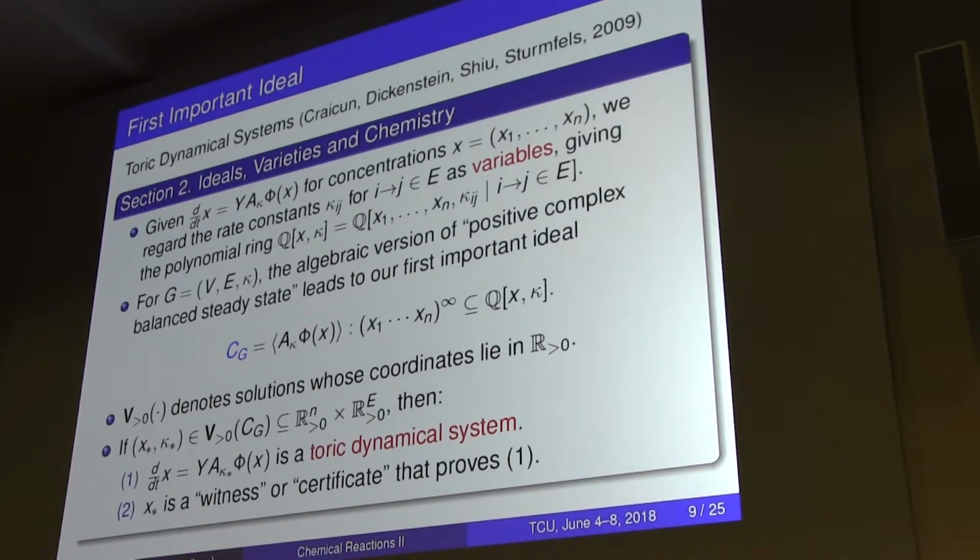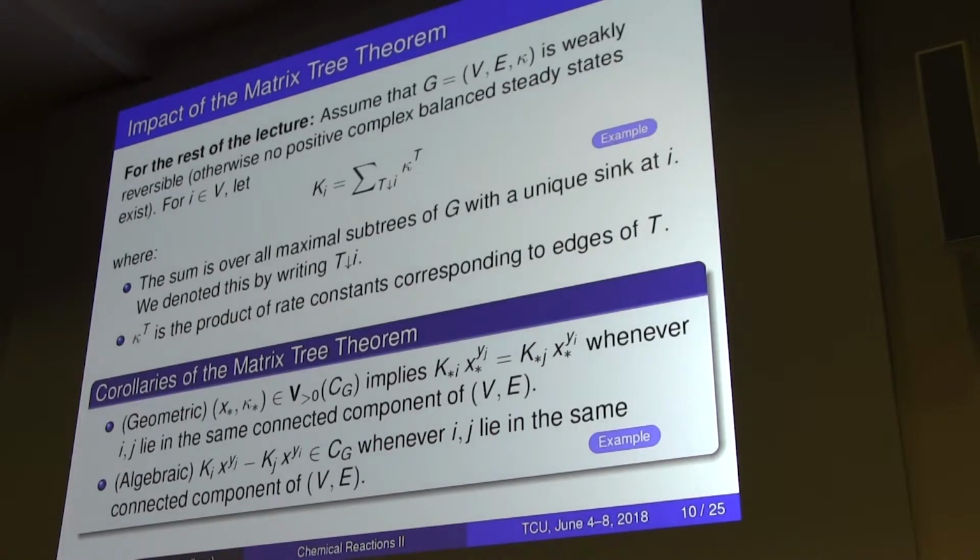And the way we do better is we switch coordinates. And the way we switch coordinates is by the matrix tree theorem. So remember that, here's the assumption I'm going to make for the rest of the lecture. I'm going to assume that I have a weakly reversible system, and otherwise we can't have any complex balanced steady states. And then here's a generalization of what I was doing in the matrix tree theorem.